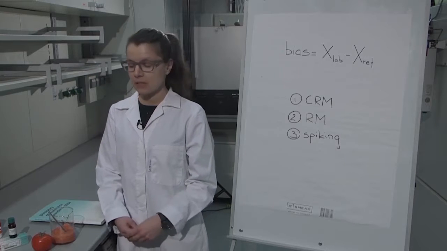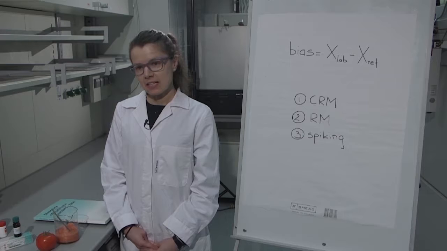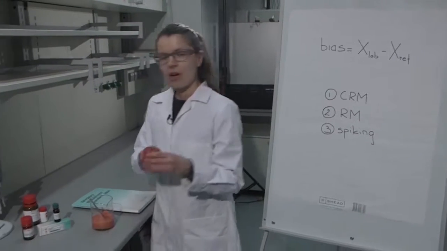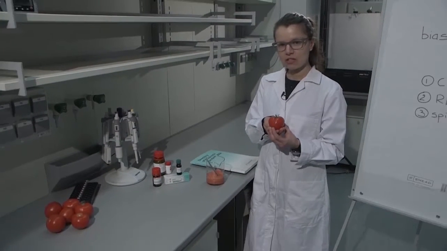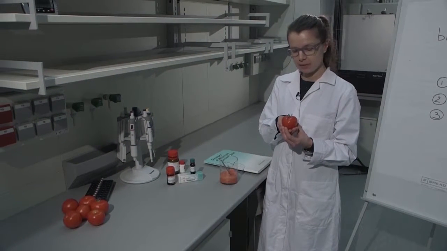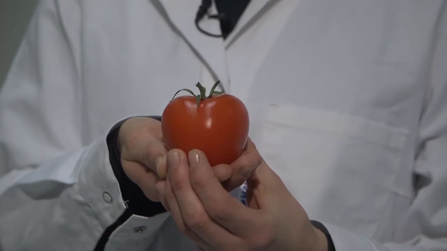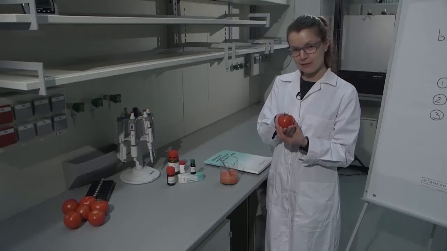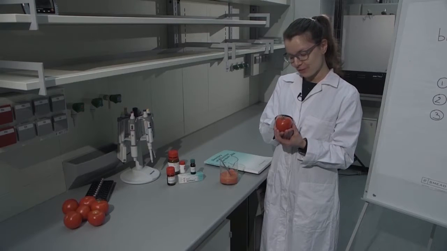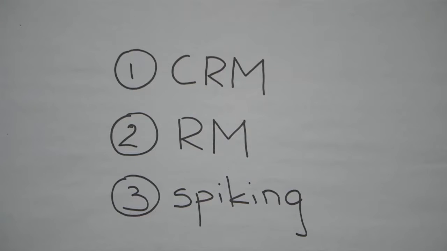So the first one is certified reference material. The idea is that you have a tomato that has an exact concentration of glyphosate, for example, and it has a certain uncertainty. However, as you can imagine, it's quite difficult to buy a certified reference tomato. Therefore, the second option is a reference material.